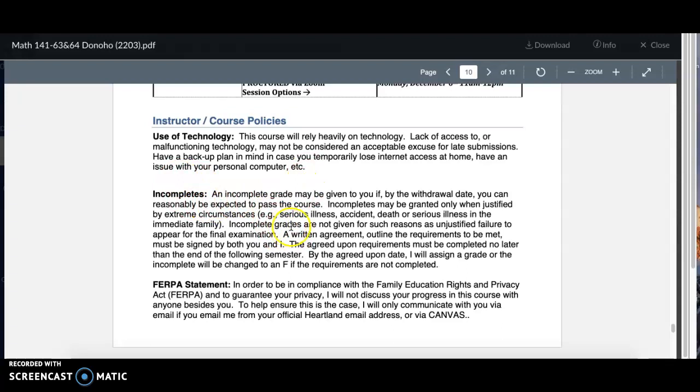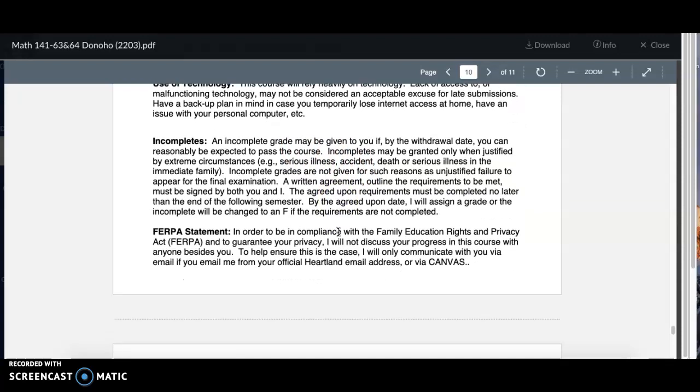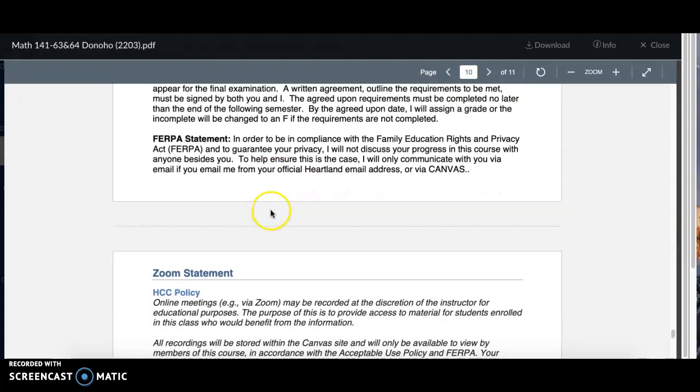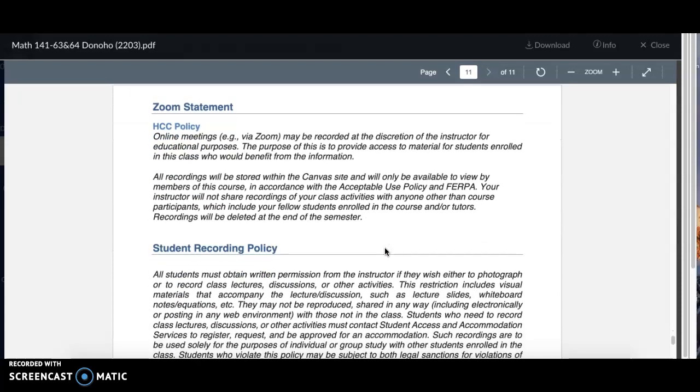Incompletes is a grade that something very drastic would have to happen in the middle of the semester, and that would be something you and I would confirm about. The FERPA statement is basically that I have to make sure that I am only communicating with you. I can't discuss your progress in the course with anyone else besides you, so you need to only communicate with me via your Heartland email or through Canvas. That's how I can ensure that our communication is staying private.